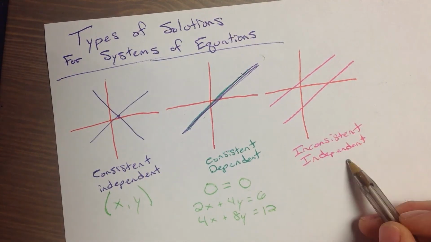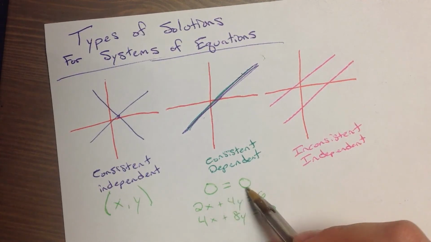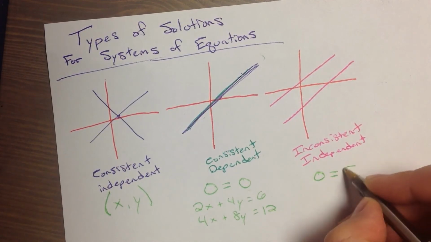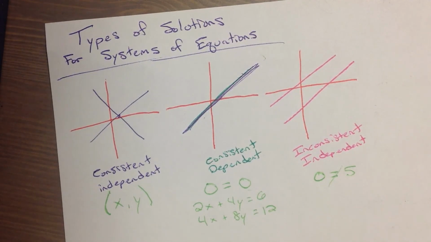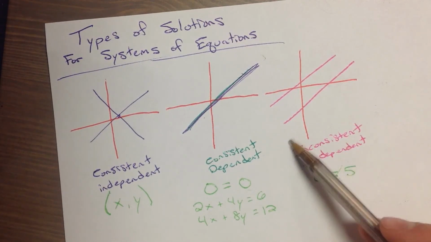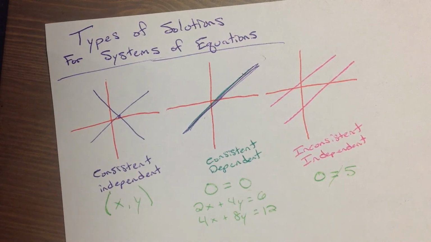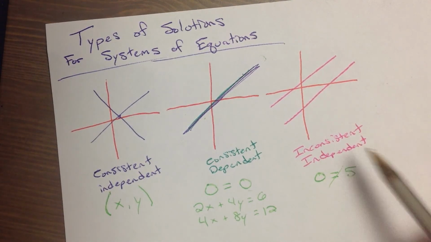Parallel, well, we know how to spot parallel lines now. If we go to actually solve, we're going to end up with some type of untrue statement, for example, 0 equals 5, which we know is not true, but there are no variables left to solve for. And so this happens to be parallel lines. Another thing to note is they'll have the same slope if they're in y-intercept form. Then we know they'll never cross, and you're left with an inconsistent independent system.